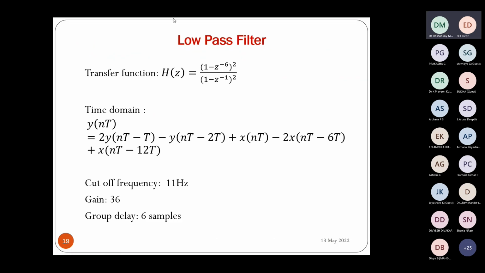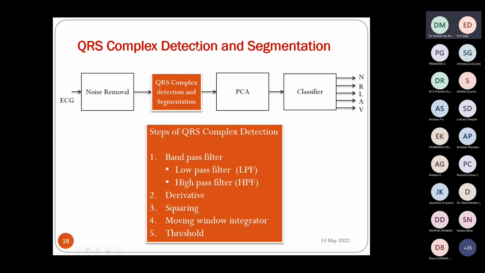Next step is QRS complex detection and segmentation of the ECG. A simple algorithm I'm using is the Pan-Tompkins algorithm, which has a number of steps listed here. First, the denoised signal is passed through a low pass filter and a high pass filter, which together constitute a band pass filter. Then we compute the derivative of the signal, square it, apply moving average integration, and finally a threshold operation. These are the 5 steps in QRS complex detection.